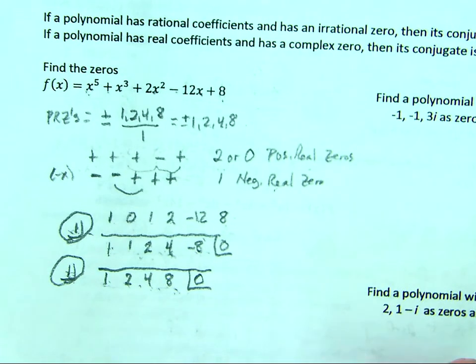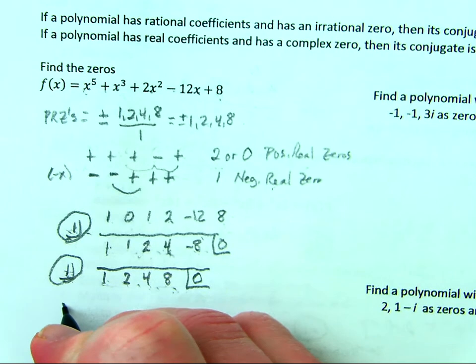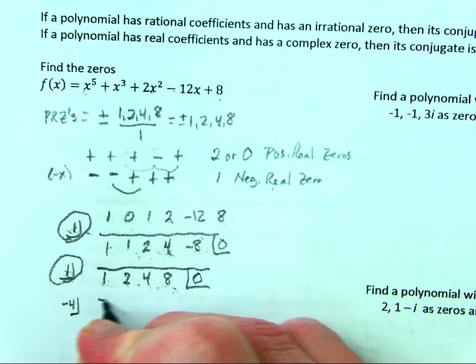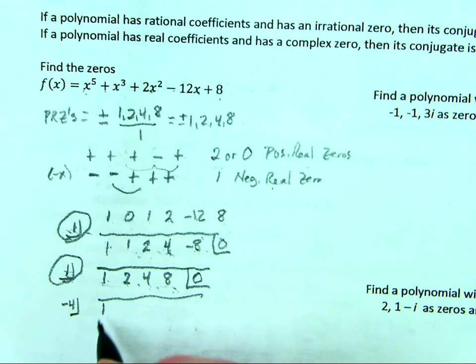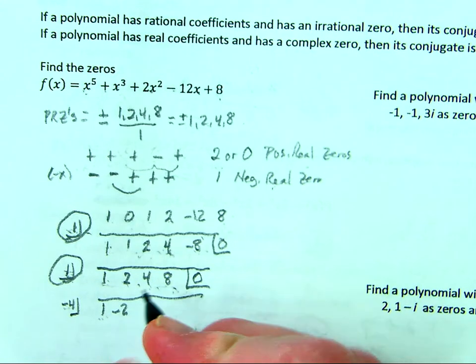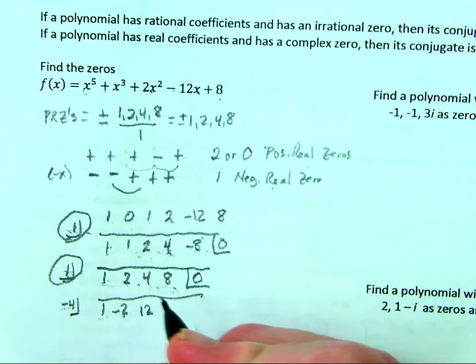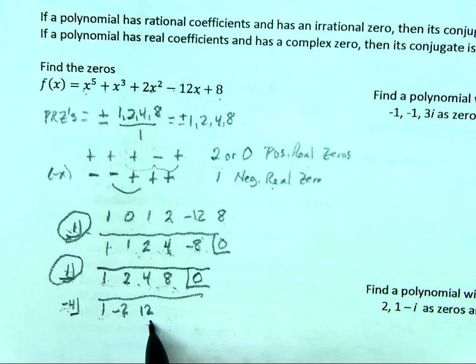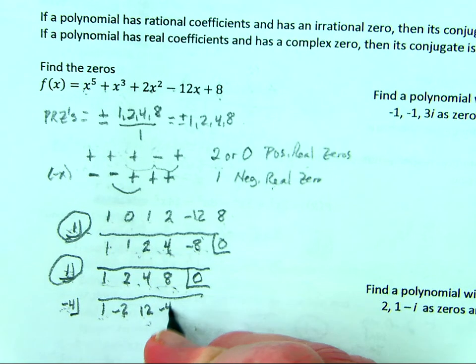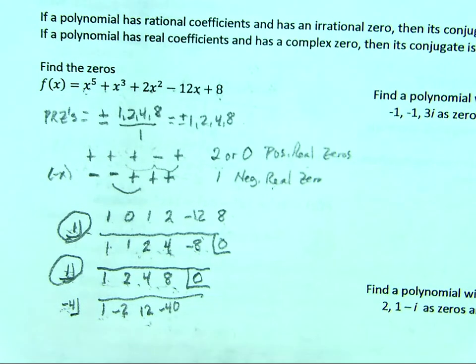You can try anything. Let's say I tried a negative 4. Bring down the 1. 1 times a negative 4 is a negative 4, plus 2 is a negative 2. Negative 2 times negative 4 is 8, plus 4 is 12. 12 times negative 4 is a negative 48, plus 8 is negative 40. So negative 4 didn't work.